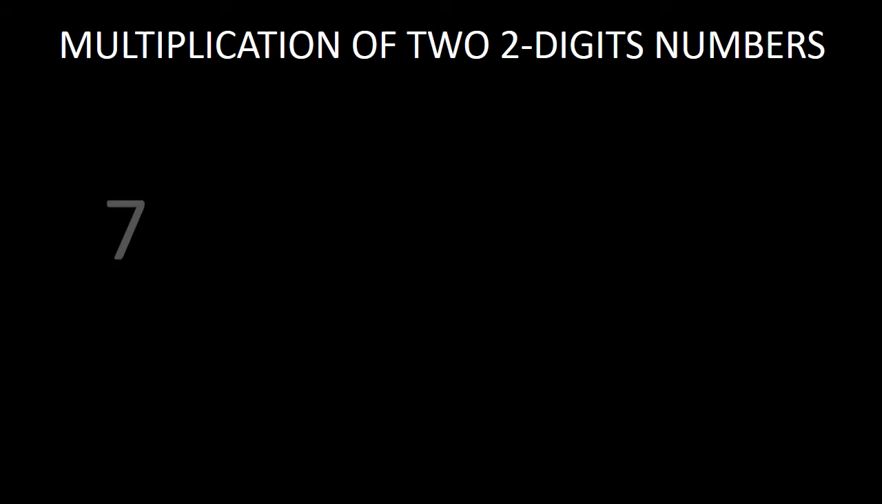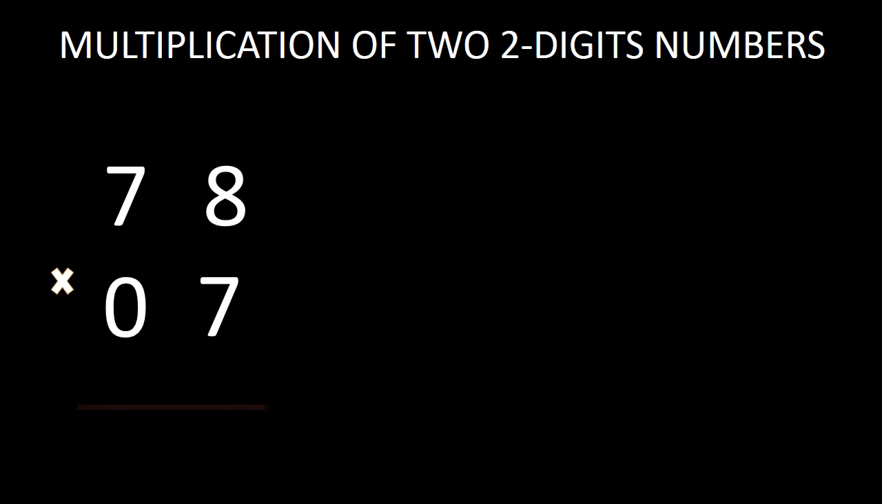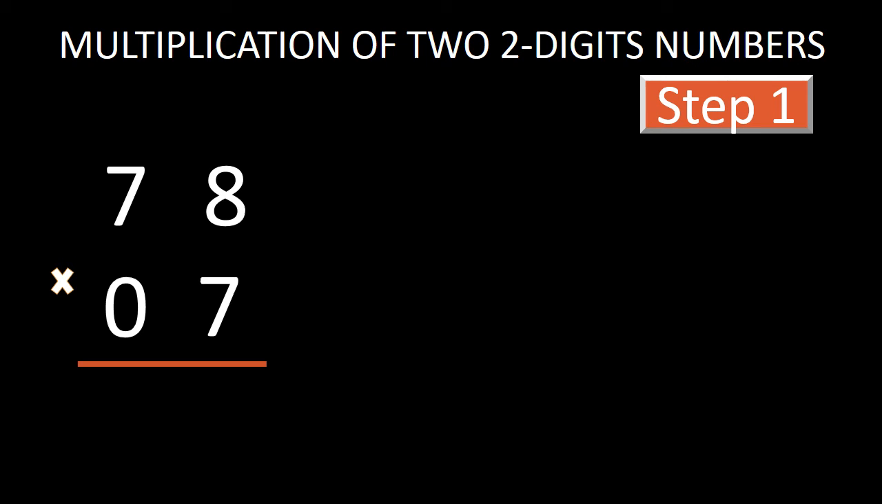Here in this question, I have multiplied a 2-digit number, that is 78, with a 1-digit number, that is 7. Viewers, here I have to tell you that if you follow a traditional method for the multiplication of a number with a single digit number, it would be better. But if you follow this method, it is also good. So let's look to this method. Here we will complete this multiplication in either 2 steps or 3 steps.